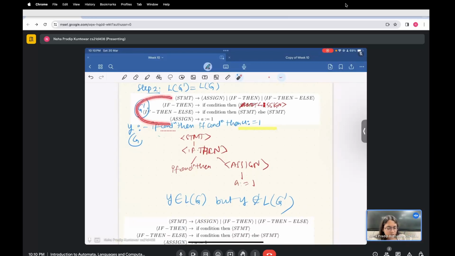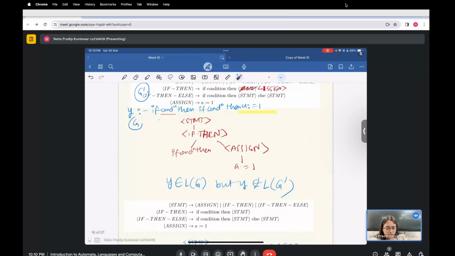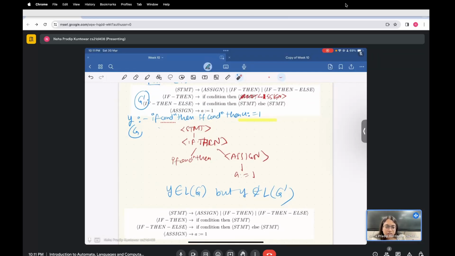So this is the grammar from step 1, the grammar from attempt 1, where statement was just removed and replaced with assign. Let's look at this particular string and try to derive it. You start with statement, and there is if condition then. So there is only one choice, you have to use if then. And what does if then give? If then just gives you if condition then assign, and this just terminates at a equals 1. So you will not be able to derive this string y using G prime.